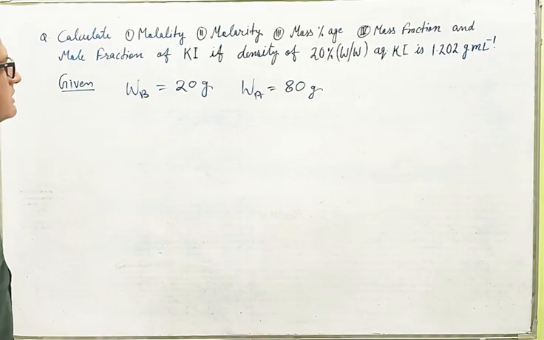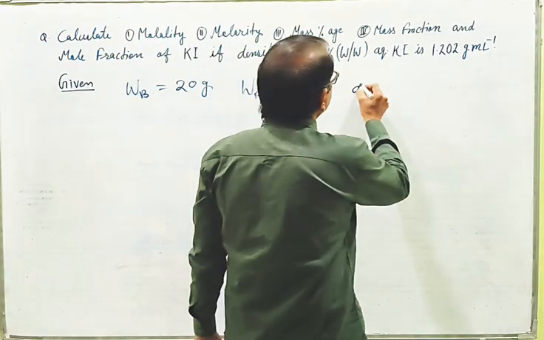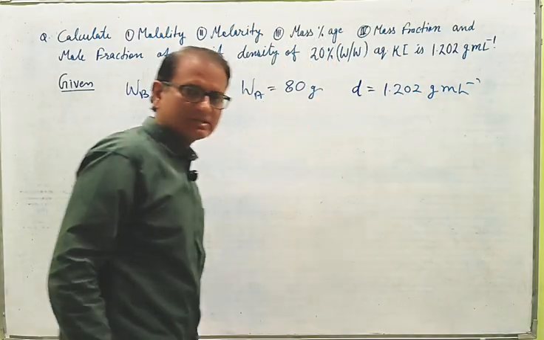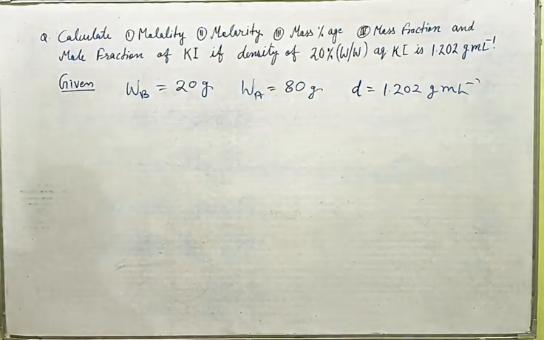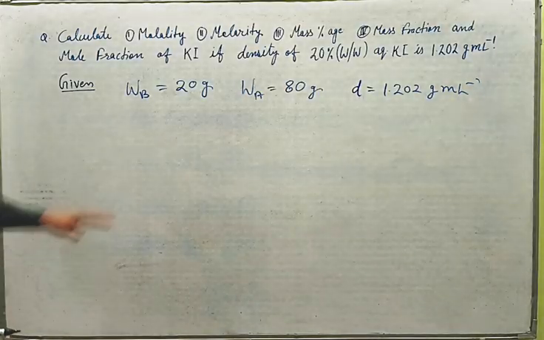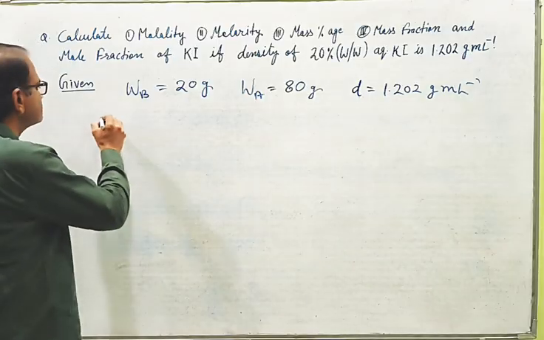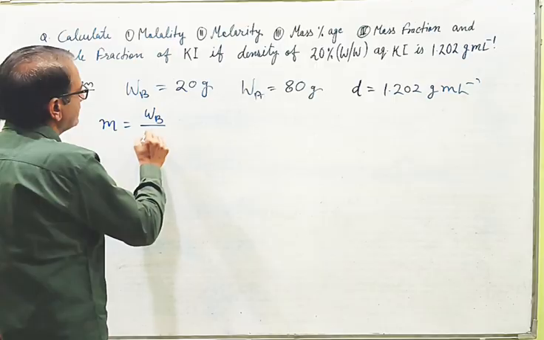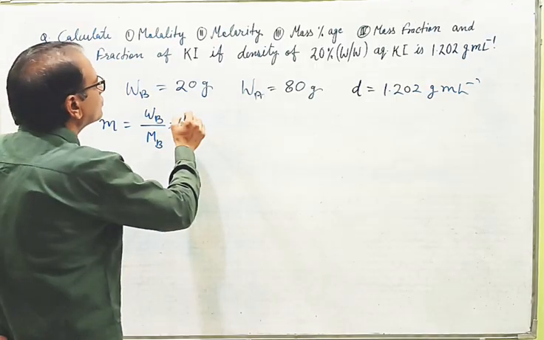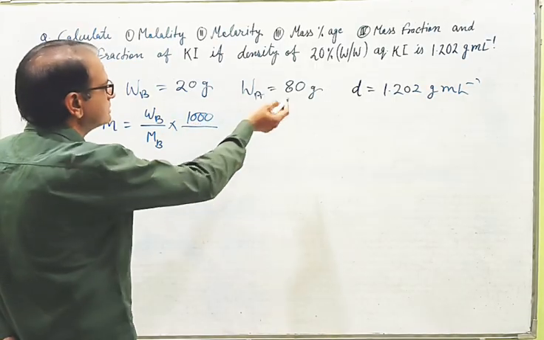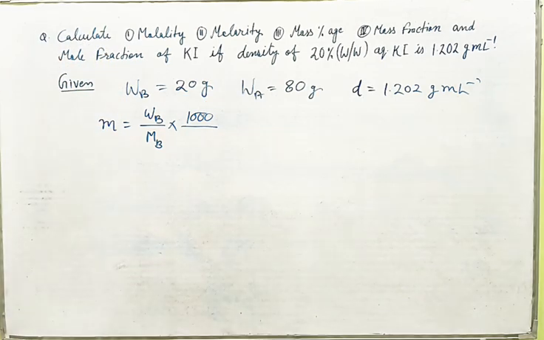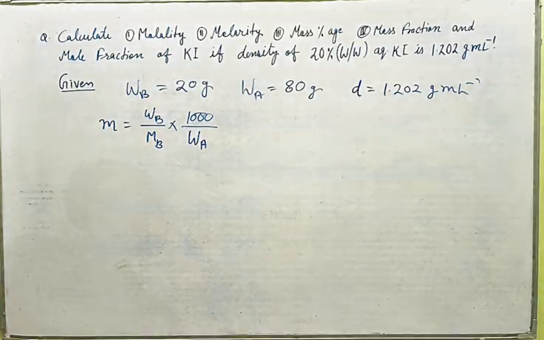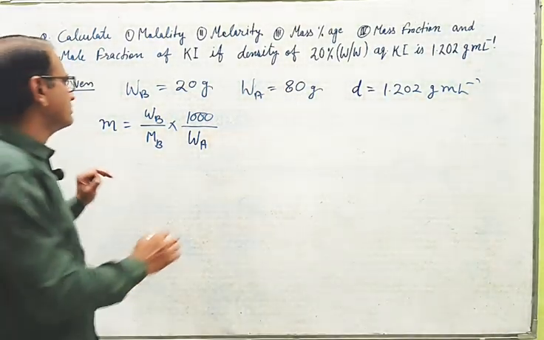Then what else is given? The density D is equal to 1.202 gram ml inverse. So this is what has been given to us. Now let us see the molality. We know that the molality of a solution is Wb upon Mb into 1000 upon Wa, where we take 1000 because the amount is given in gram. This is the formula by which we can calculate molality. Put the values.